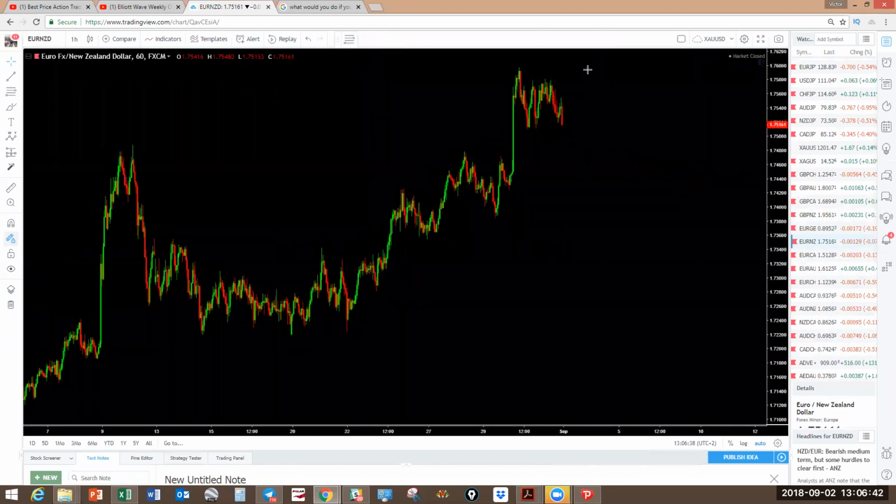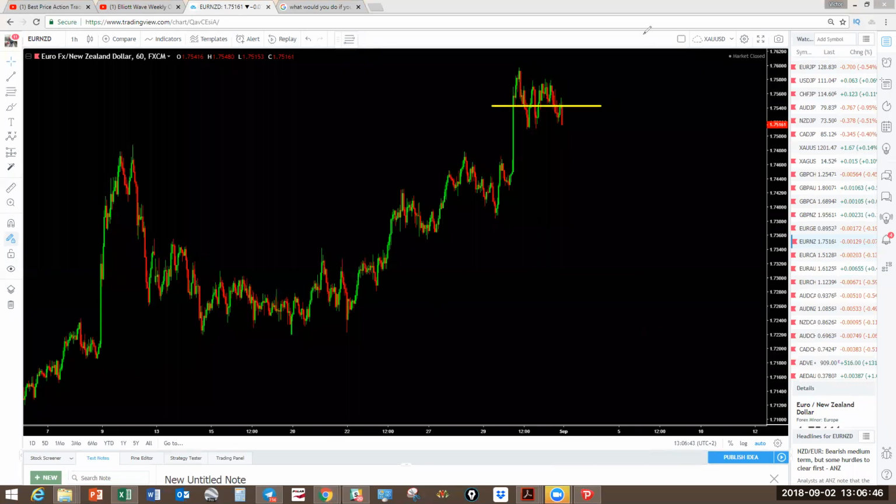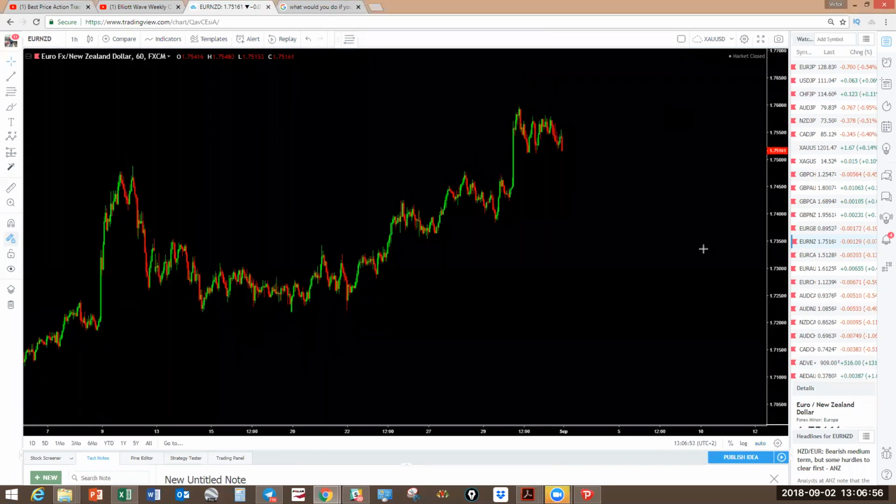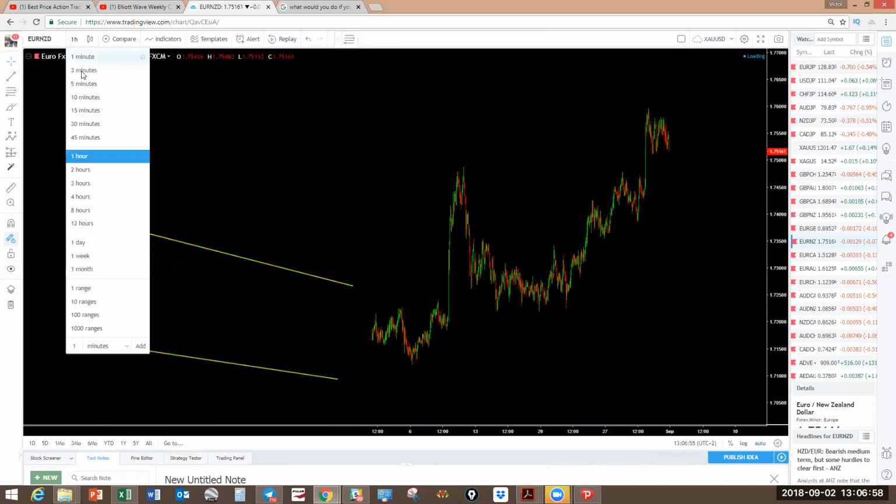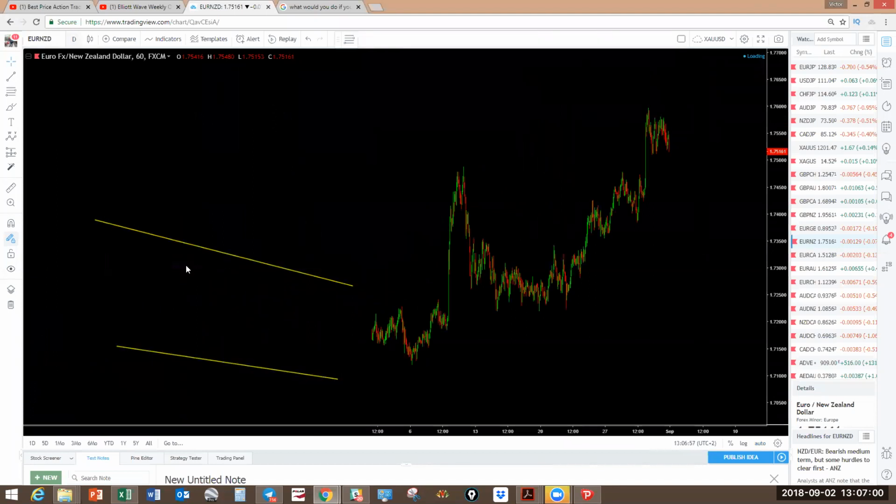Okay, Euro New Zealand. It is making this corrective structure. It's a sideways structure. Okay, 1, 2. Can we come back down here like this and make another corrective structure for further upside? Why are we looking for this to go up here? Let's first look at the higher degree and see what is happening on the daily.